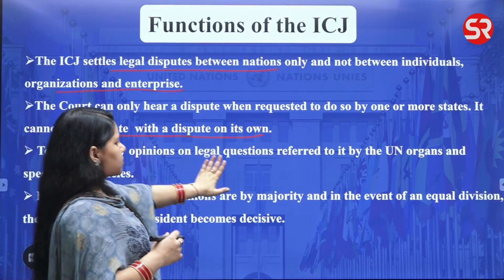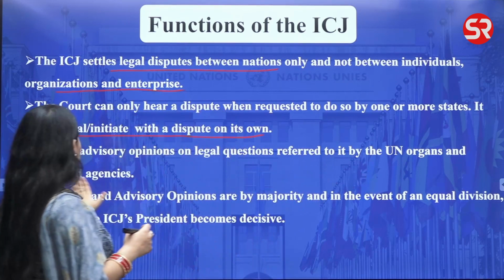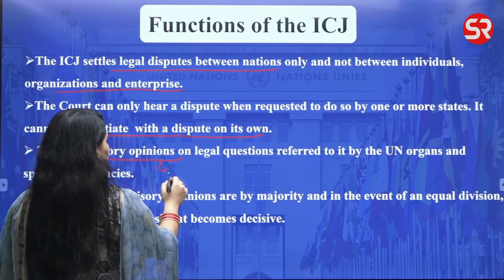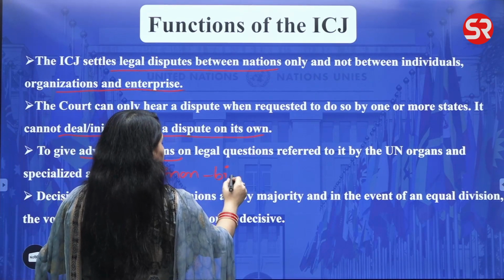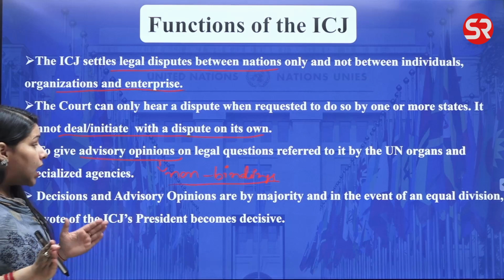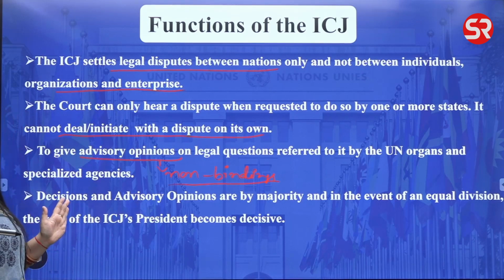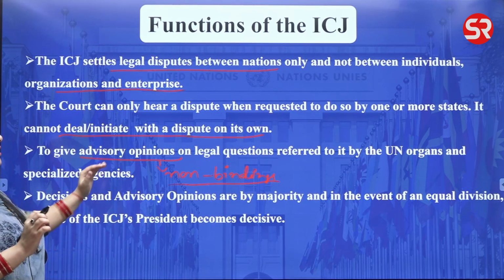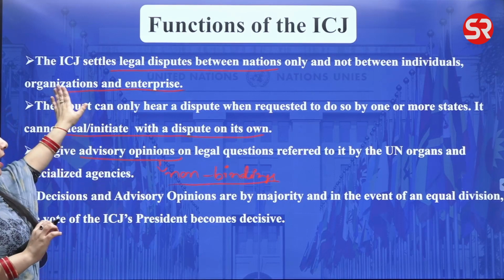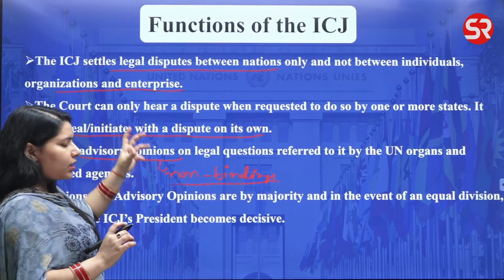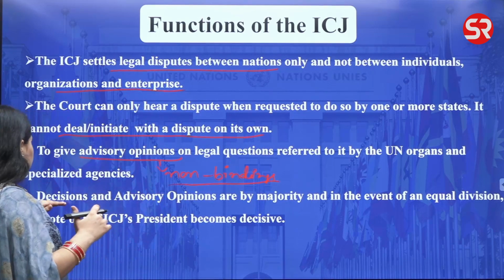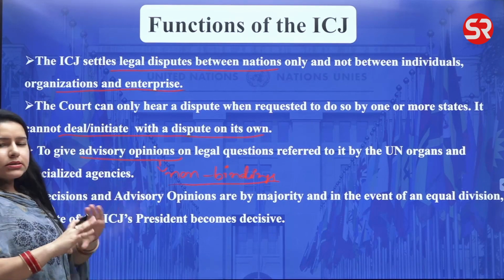The court also gives advisory opinions on legal questions referred to it by UN organs and specialized agencies. As I mentioned in the previous slide, advisory opinions are non-binding. For example, ECOSOC and the UNSC may need some advice. They can go to the ICJ, ask for advice, and the ICJ will give advice as per the law, but it is up to them whether they want to follow it or not. So these are non-binding in nature, whereas any final verdict or judgment in contentious matters is binding. Nations have to follow that, but in other cases it is not binding.